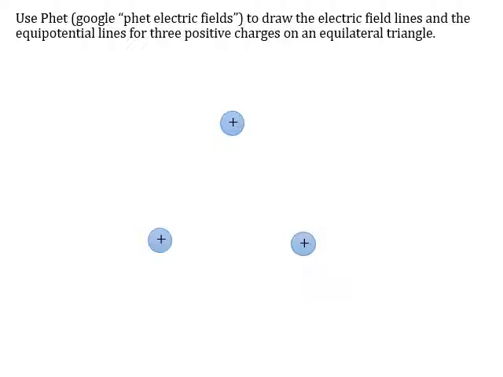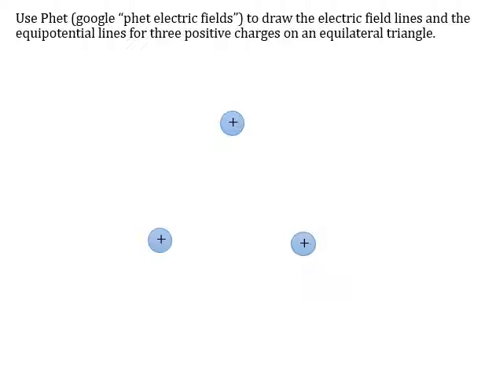We remember that electric field lines go out of positive charges. We know that the number of electric field lines is proportional to the size of the charge. All of these charges have the same size, so they'll all have the same number of lines. We know that electric field lines can't cross because that would mean they had two directions at the same time, and that's not physically possible.